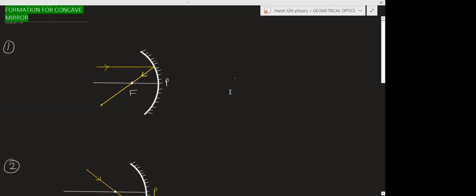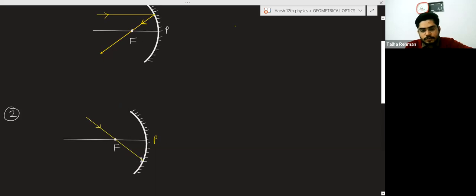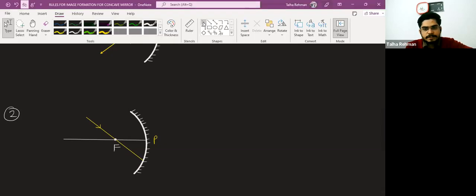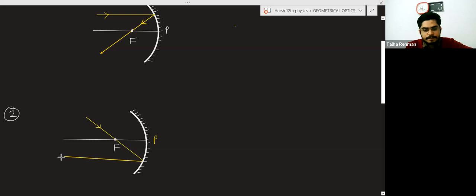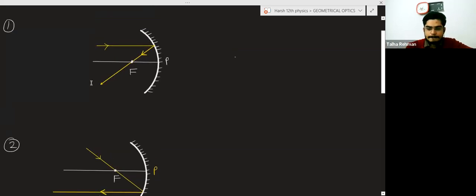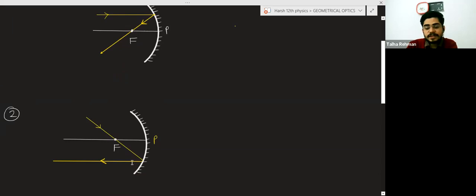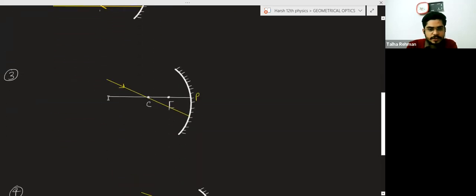Second rule, if a ray of light is passing through the focus, after reflection it will become parallel to the principal axis. So you can say both these rules are just reversible. If a ray of light is parallel, it passes through the focus. If a ray of light is passing through the focus, it becomes parallel. Rule number three, if a ray of light is passing through the center of curvature, it will retrace its path.